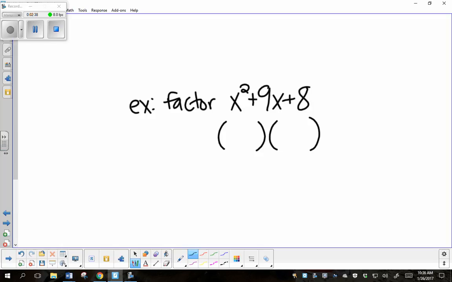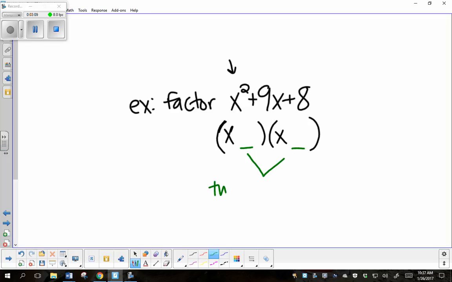So what we want to do here is we know that our first term is going to be an x squared. So we need this times this to give us the x squared. So x times x is x squared. And that's what you're going to always start off with until we get to more complicated problems. Then we have to figure out what to put in these two spots.